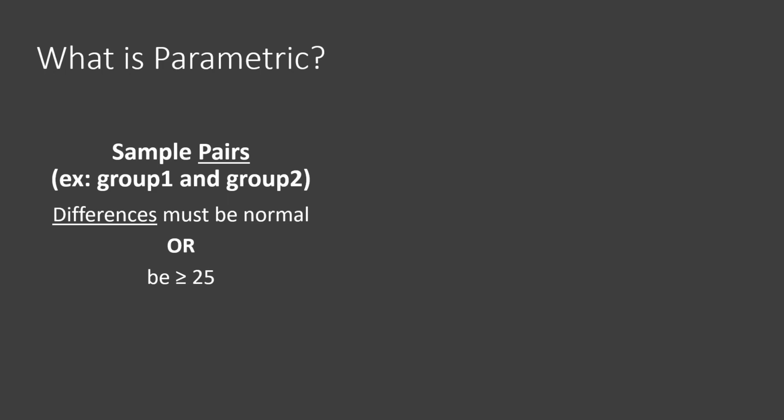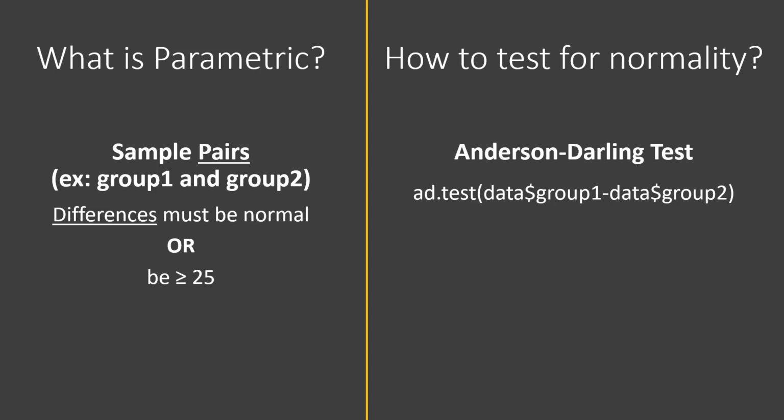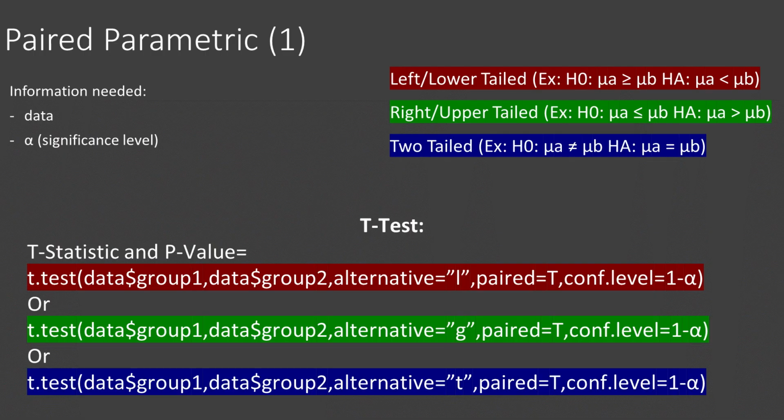And to find out if the differences are normal or not, again, similar to part one, you'd use the Anderson-Darling test or just the AD.test, right? And in this case, you would do the group 1 minus group 2 within the AD test, right? And as always, to be normal, the p-value must be greater than 0.05, or alpha, I should say. Technically, it should be greater than alpha. But generally, alpha is 0.05, right? So now into the questions.